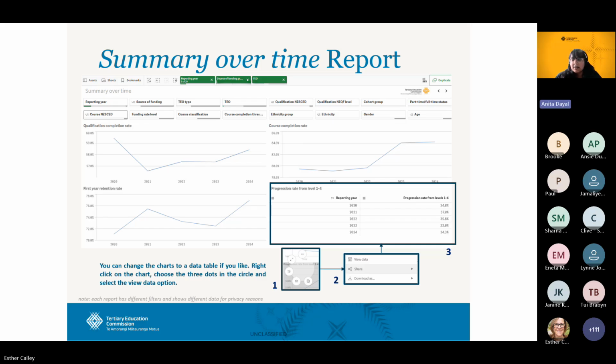For all charts in the information products, you can change them to a table view if you like. So as shown in the bottom right-hand corner, if you right-click on the chart, choose the 3 dots in the circle, and then select the View Data option, it will change it to a table view. This can be helpful if you actually want to see the actual numbers easily.